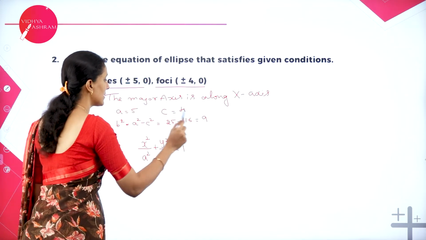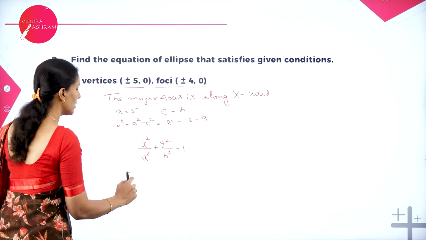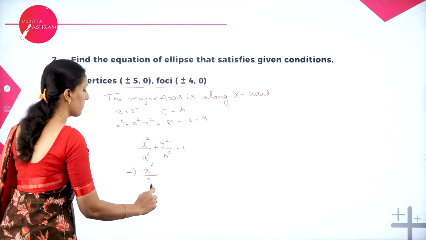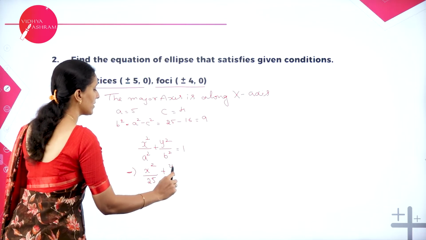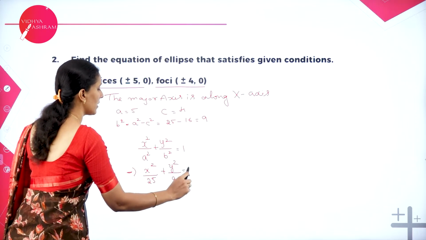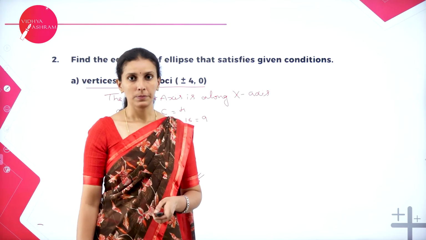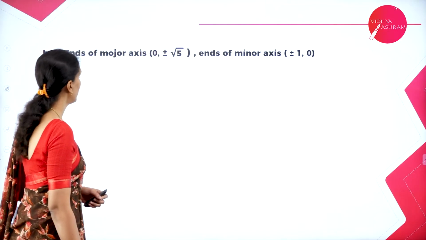So b square is 9, enough for us. Therefore this implies x square by a square, which means 25, plus y square by b square, which is 9, is equal to 1. So this is the required equation of an ellipse. Let's look at the second one.